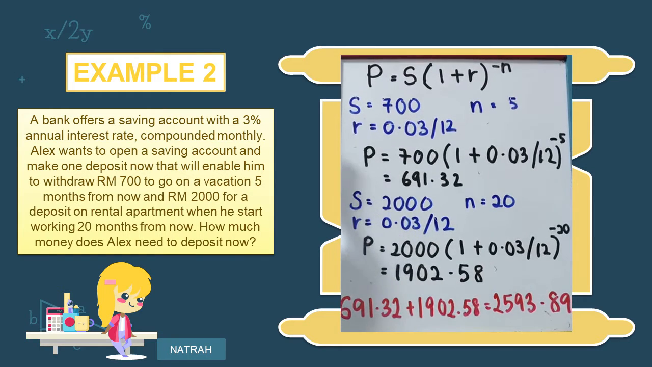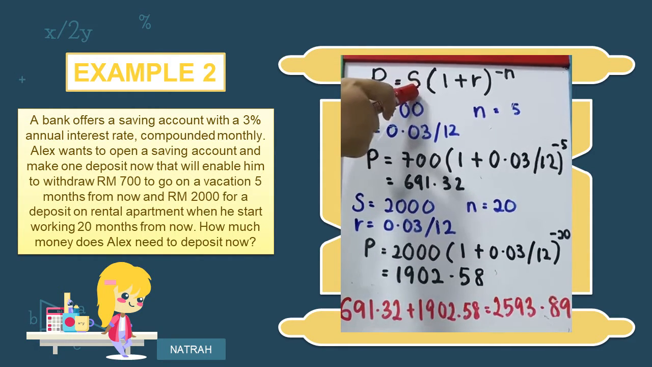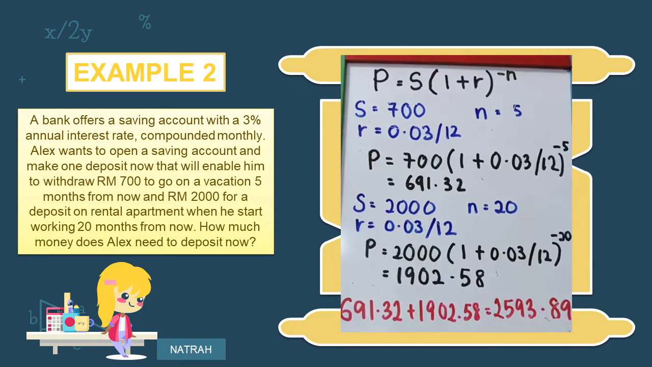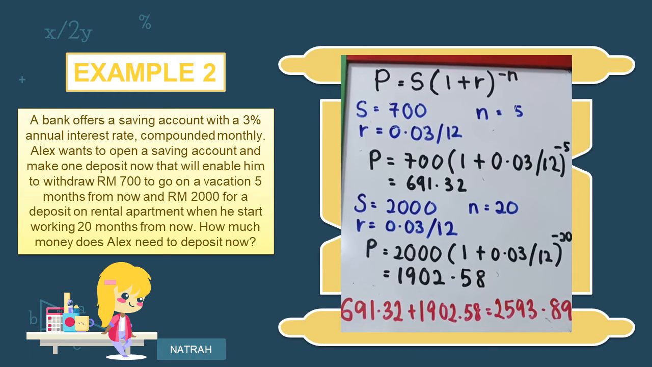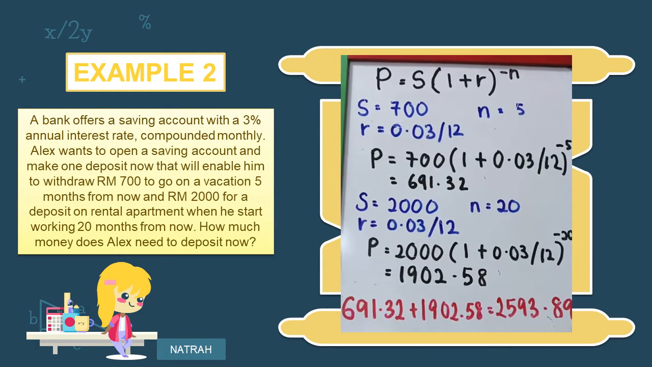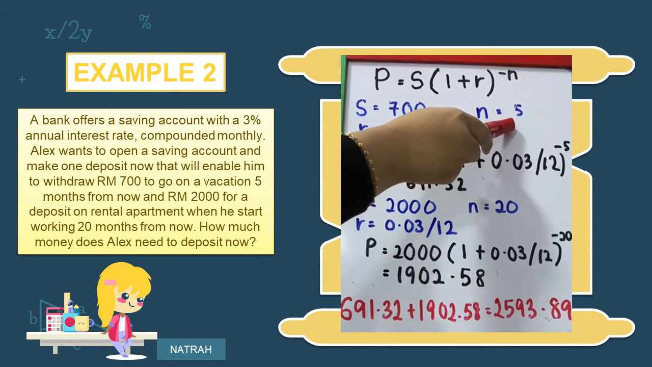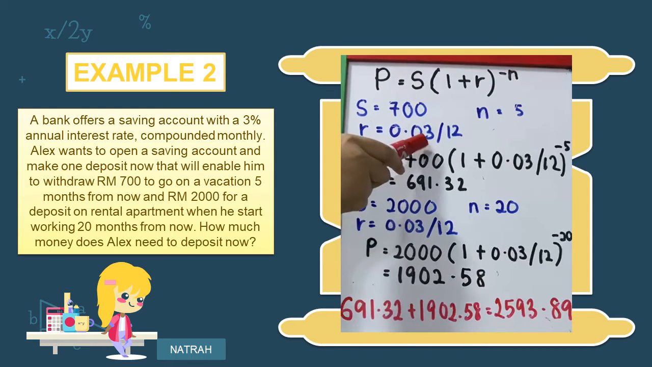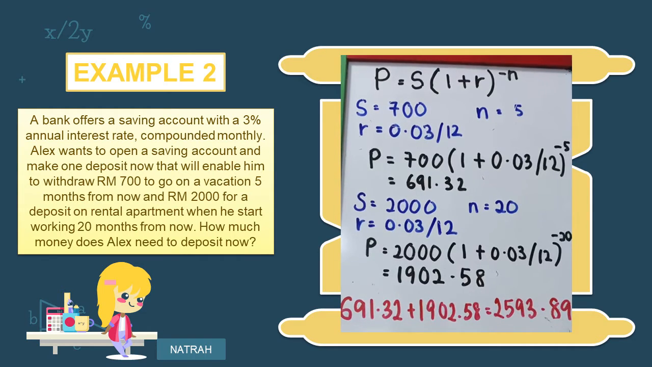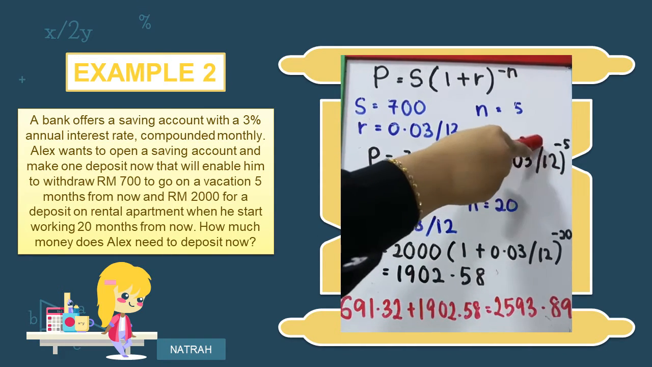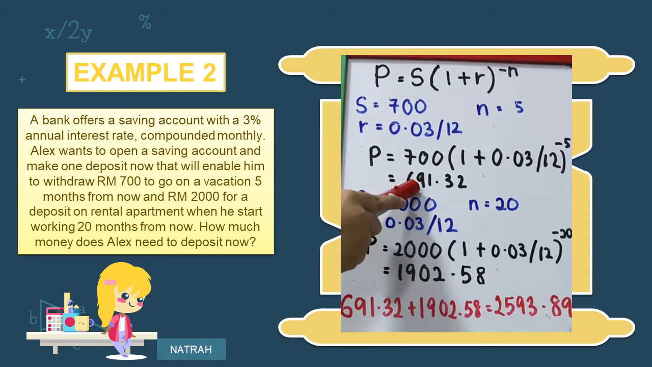So this is the formula for present value: future value times 1 plus interest rate to the power of negative number of periods. Okay, first we calculate the present value for Alex to go on vacation. The future value here is 700, the number of periods is 5 months and the interest rate is 3%, which is 0.03 divided by 12 because it says compounded monthly. So we calculate the present value: 700 times 1 plus 0.03 divided by 12 to the power of negative 5. So we get 691 ringgit and 32 cents.